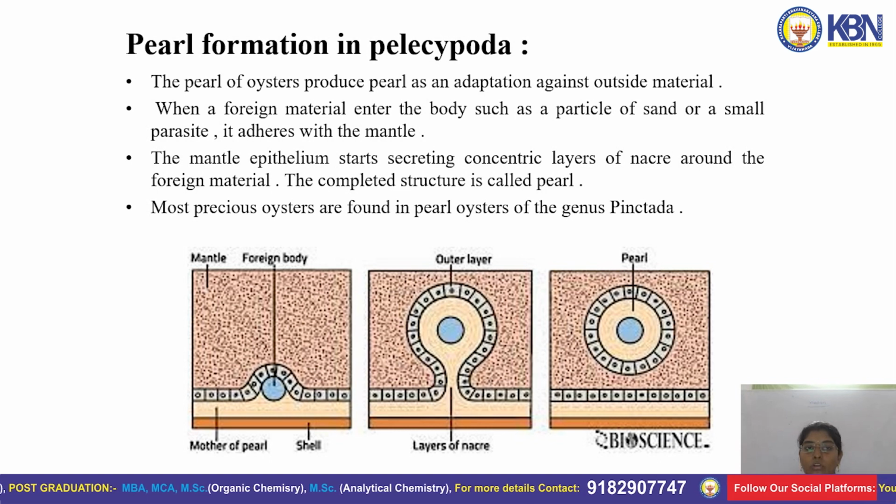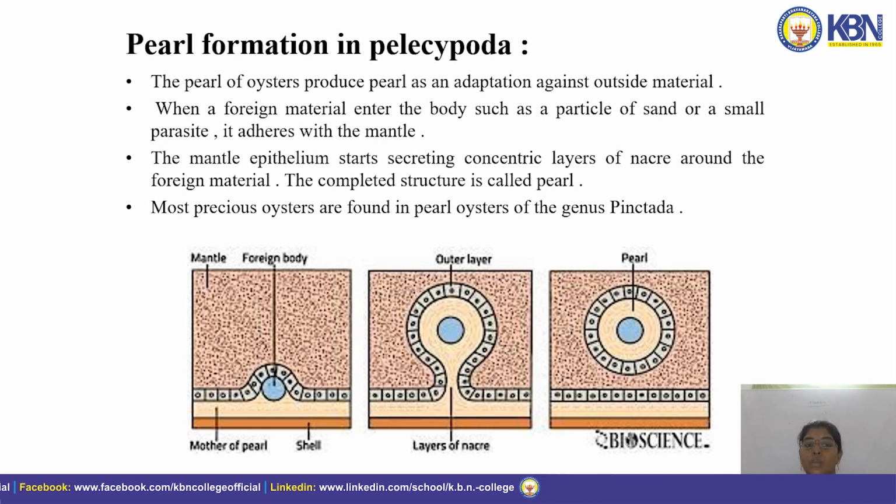Next, let us know about an important question, pearl formation in Pelecypoda. Oysters produce pearls as an adaptation against outside material. When a foreign material enters the body, such as a particle of sand or a small parasite, it adheres to the mantle. The mantle epithelium starts secreting concentric layers of nacre around the foreign material. The completed structure is called a pearl. The most precious pearls are found in pearl oysters of the genus Pinctada.